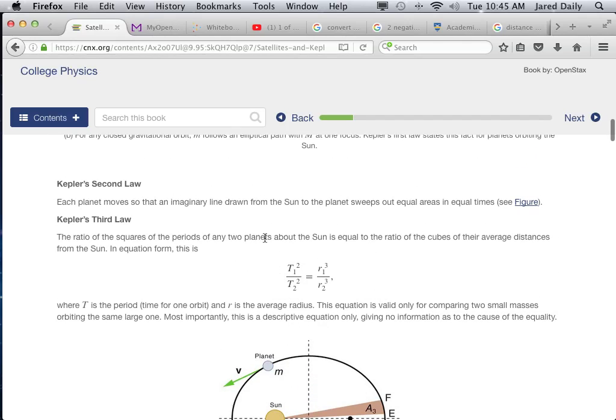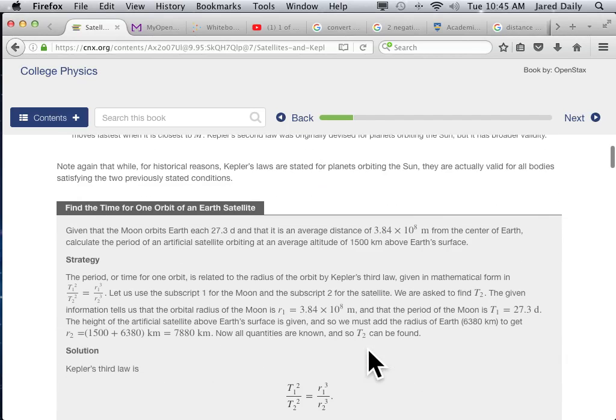But his third law was the most important, because it comes with a formula. This formula tells us the time that it takes a planet to go around its sun, or whatever it's going around, compared to the radius, or the average radius is a better way to say it. So if you have one planet going around a sun, and it takes a particular amount of time and has a particular radius, you can compare that to a second one's time and radius and calculate one or the other. That's what we learn here.